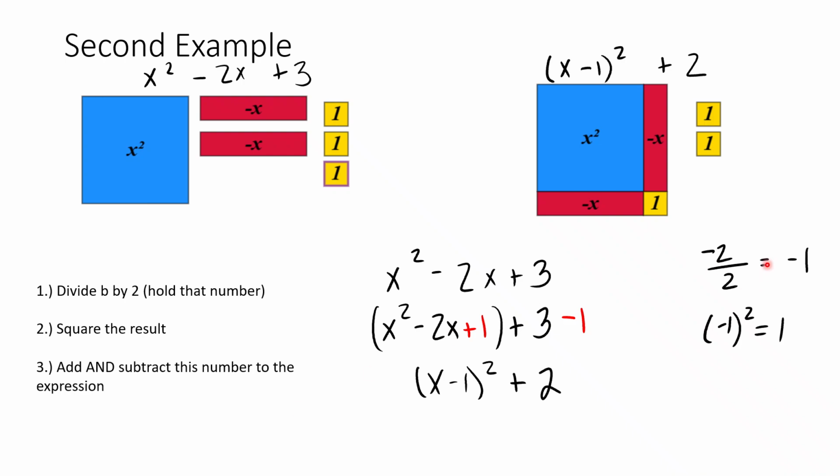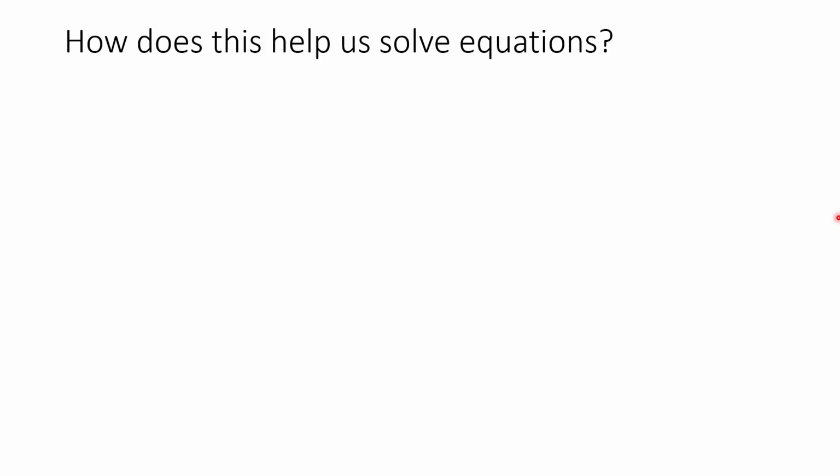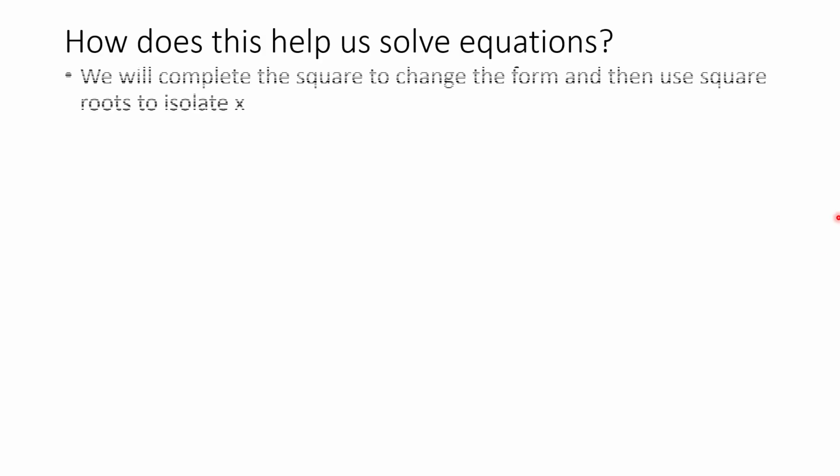Algebraically, it's no big deal. You'll have something with a decimal or something with a fraction, but it does make the rest of the work kind of awful because then you end up with like fractions in your squares, and generally we just don't want to deal with it. It's not that it can't be done, it gets kind of messy. So how does this actually help us solve equations? All right, we are going to complete the square to change the form, and then we're going to use square roots to isolate the x.